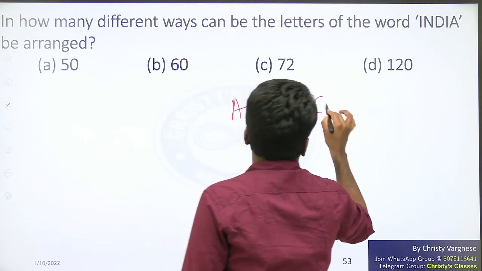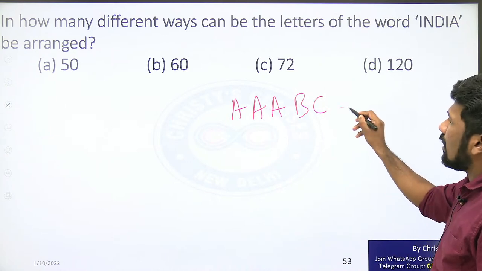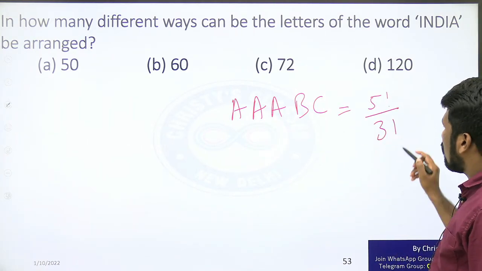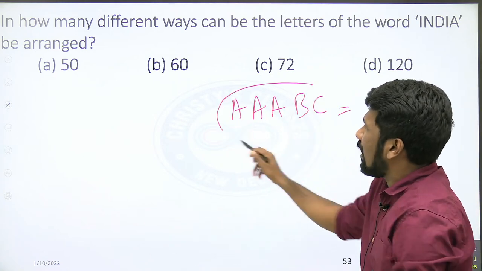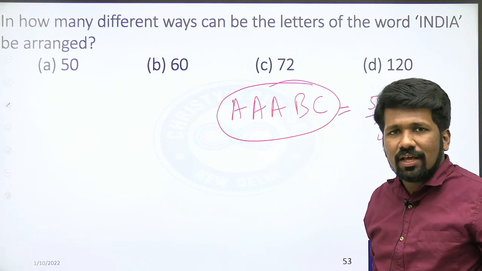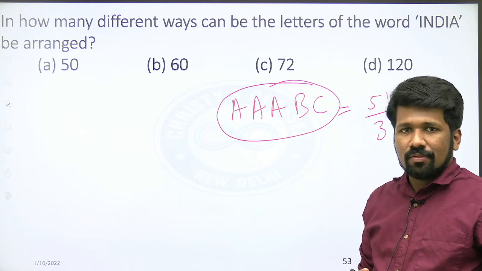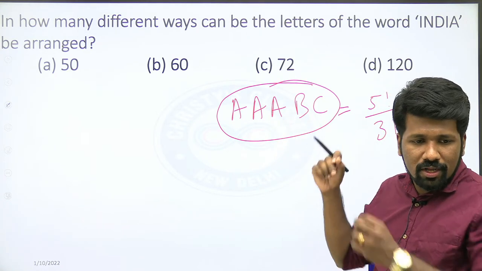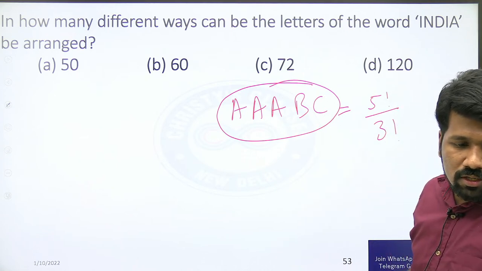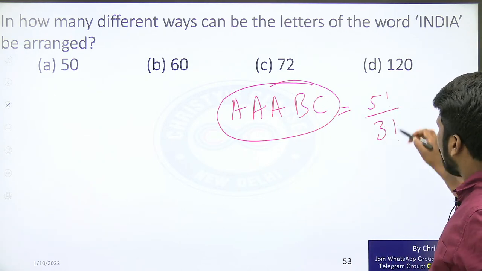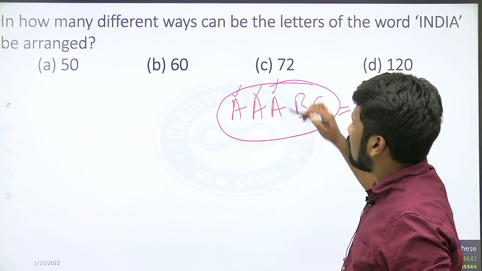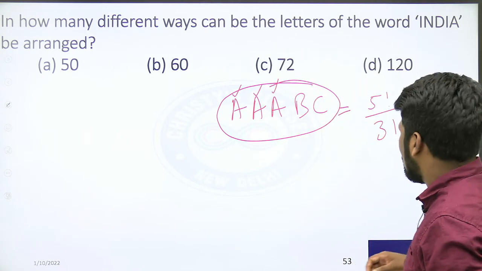If it is like AAABC, what will be the answer? 5 factorial by 3 factorial, because only 1 by 3 factorial of these are original. Remaining are duplicates. You can check it out by listing it out. Due to lack of time, I'm not listing it out. So, 5 factorial by 3 factorial, because only 1 by 3 factorial of them are originals.